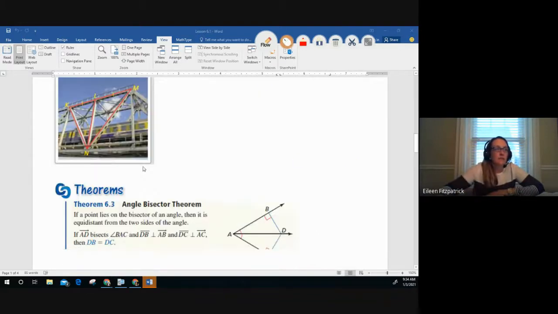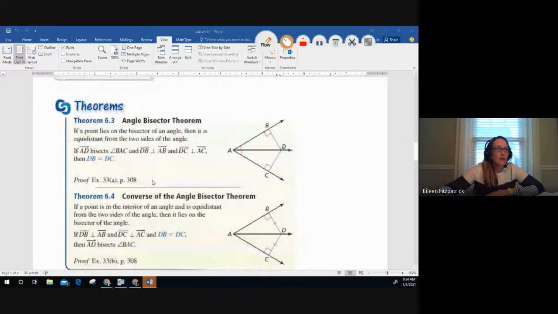The next theorem is the angle bisector theorem and its converse. The angle bisector theorem says this: if a point lies on the bisector of an angle, then it is equidistant from the two sides. If you look at the diagram, I can see that AD is the angle bisector of angle ABC. And how do I know that? Based on the arcs. This angle is congruent to that. Therefore, AD is the angle bisector.